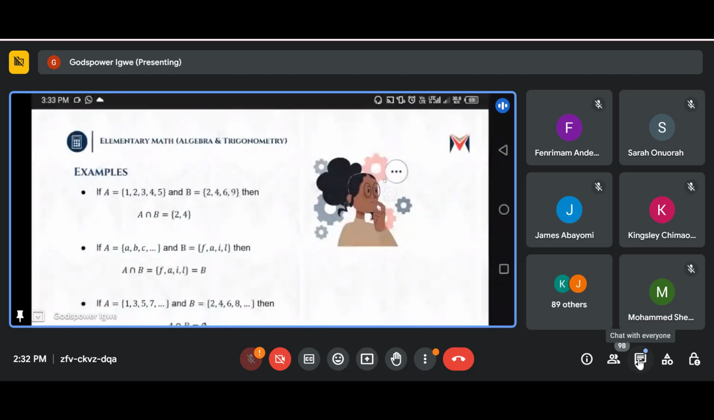A intersection B. Now you see that A has 1, 2, 3, 4, 5, and B has 2, 4, 6, 9. So check among the elements of A and elements of B. What elements can you say are contained in both? You can find 2 there, on the left hand and the right hand side. We can also find 4. And we can find nothing else. So 2 and 4 are called the intersection.